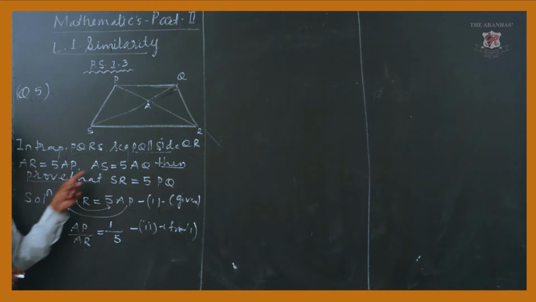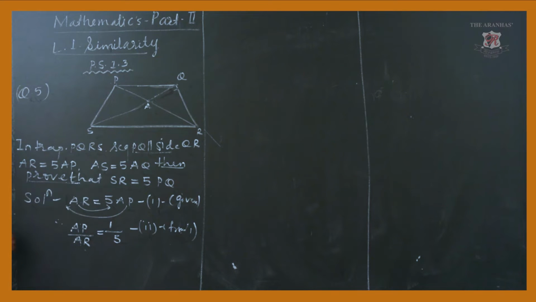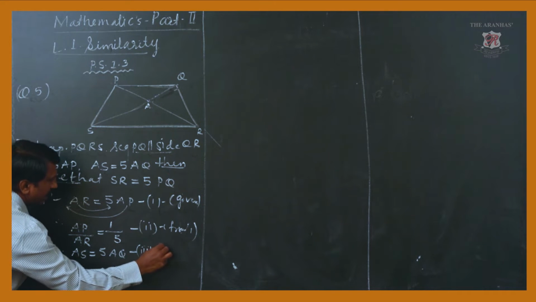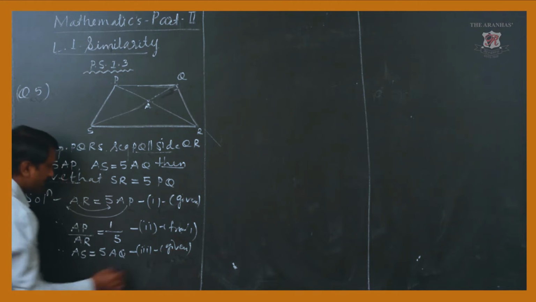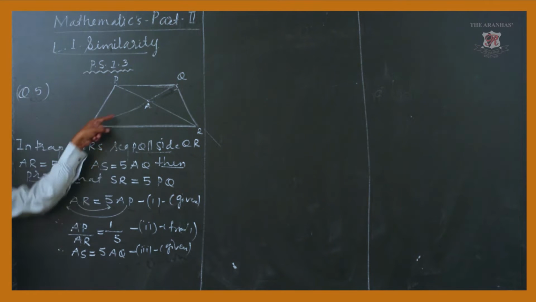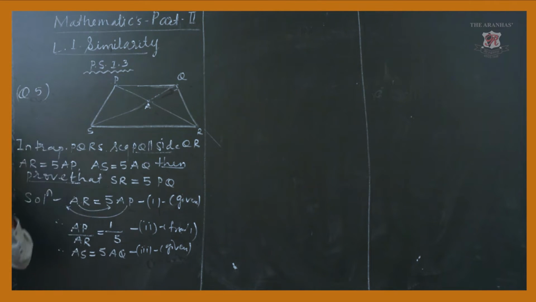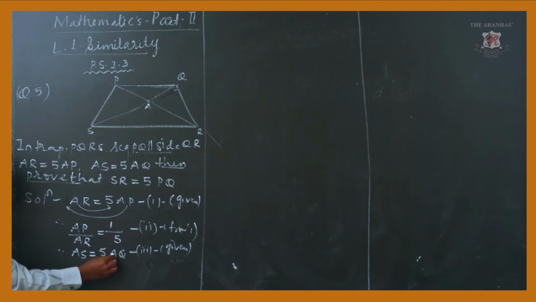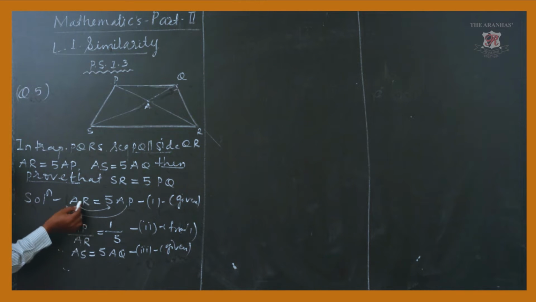Similarly, for another segment whose relation is given, that is AS, we write that they gave us AS equals 5 times AQ. This is the third statement, and here also it is given: segment AS is 5 times AQ. If you see your diagram, you will see that AQ is a short segment and AS is a larger one. Here also the same thing, if you compare like before, AR is equal to 5 times AP means AP upon AR equals 1 upon 5.